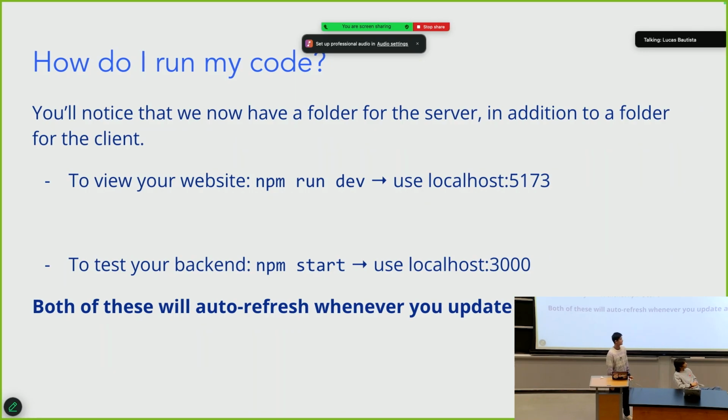What's nice about this is that both the front end and the back end will auto refresh whenever you update a file. So you can just keep them running in the background whenever you're making changes to your files or doing development, and whenever you save a file, it should be automatically reflected. So you don't have to rerun these commands ever. You can just keep them running and make changes to your files as necessary. Any questions here?